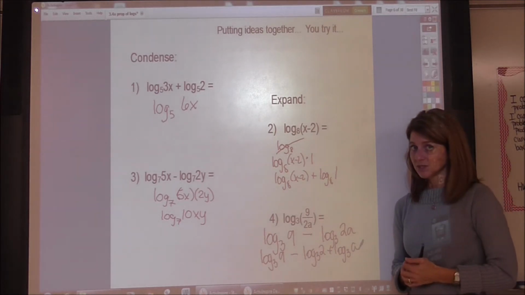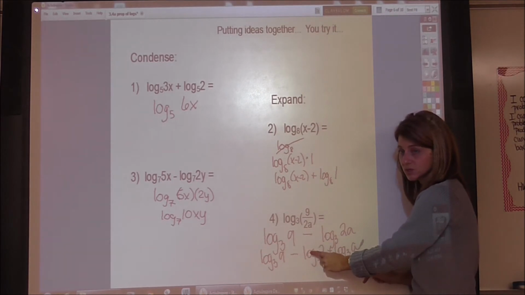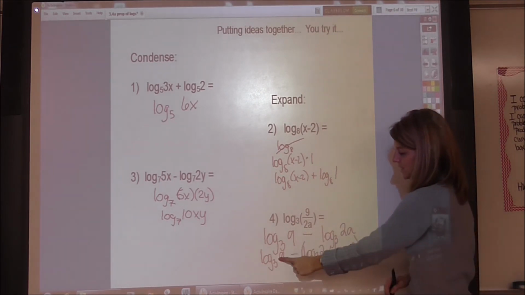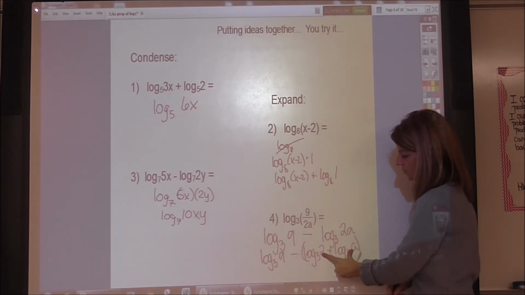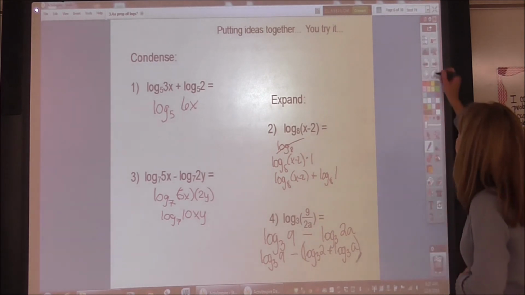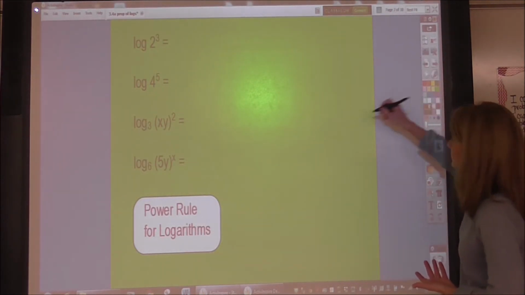And now what I would suggest, because we need order of operations, these two are multiplied, these two are being added, I would put a parentheses around those two. So I know that it's 9 divided by 2a. All right, so I gave you a trick, I'm sorry.